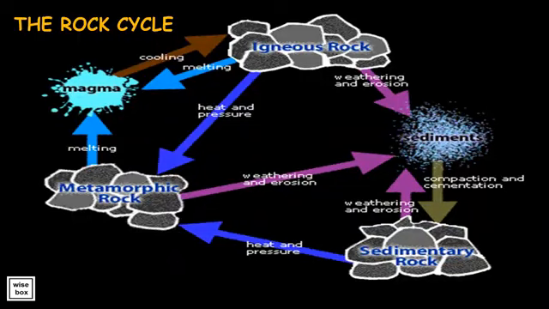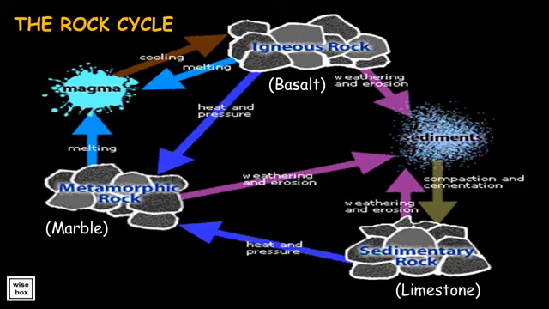Here's another illustration of the rock cycle. In here, it is shown that three different rocks, basalt, marble, and limestone, may be transformed from one type to another through different processes.